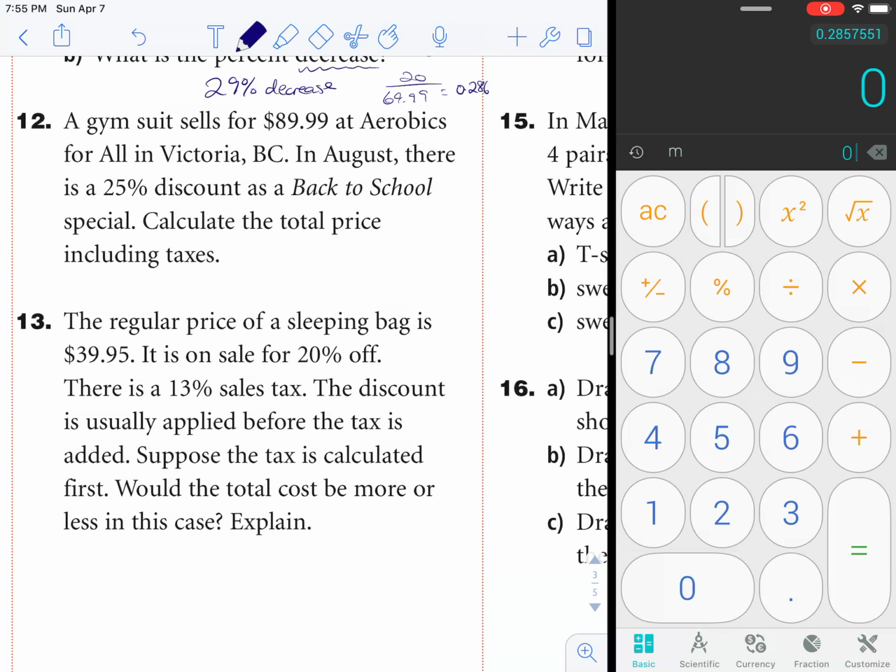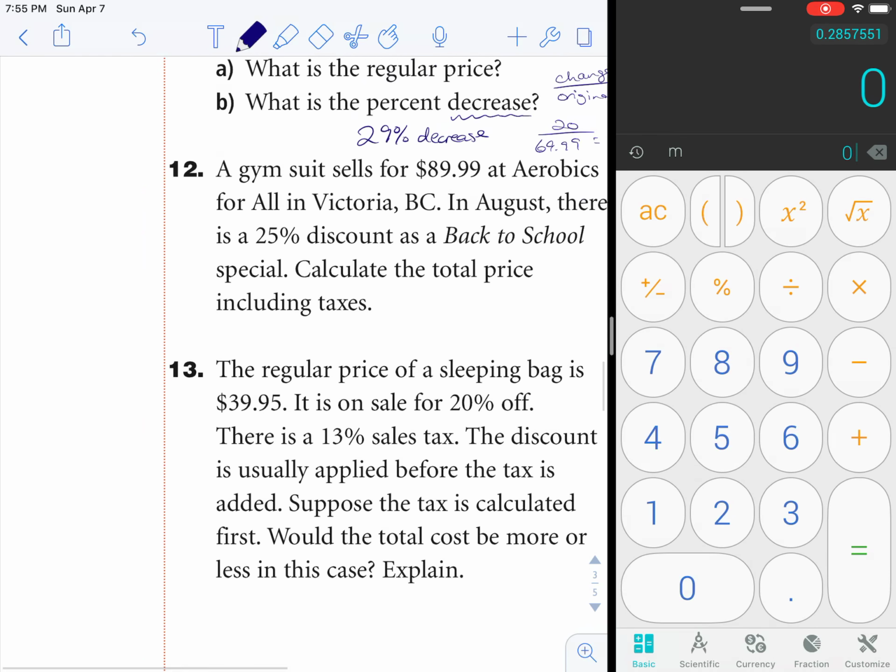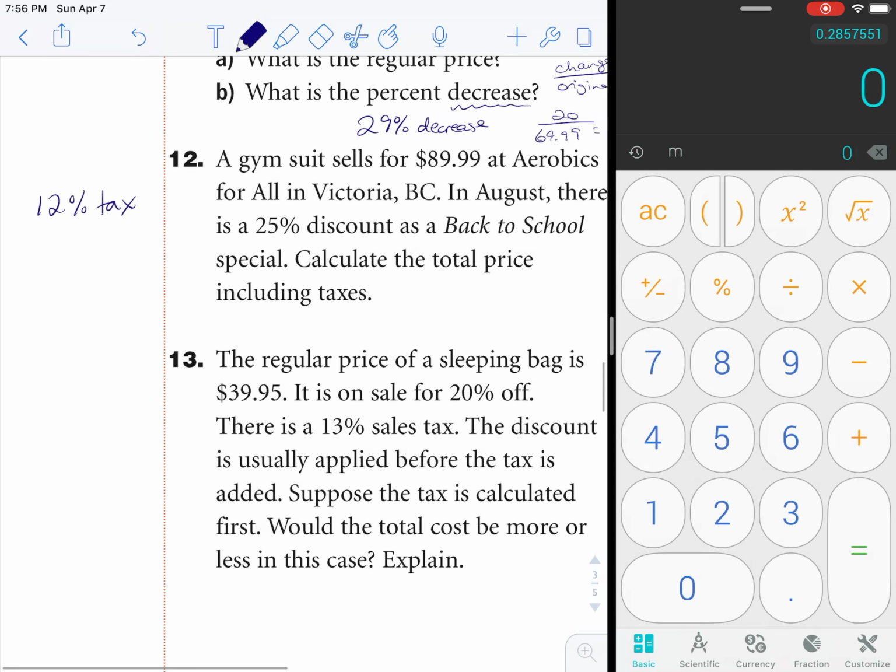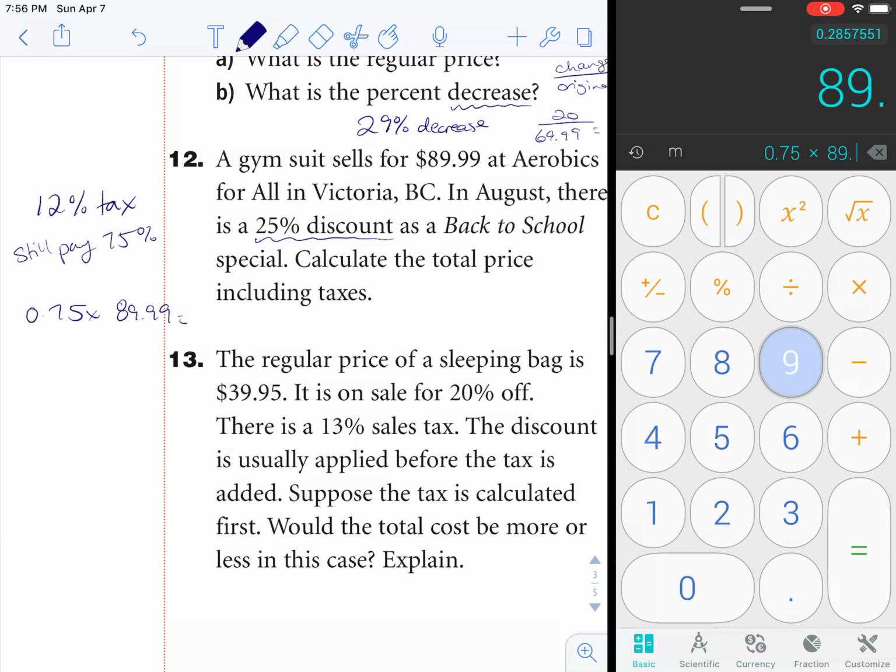Number 12, 89.99. There's a 25% discount. Okay, so one thing to know in BC is 12% tax. So we'll have to use that info in a second here. So 25% discount. Well, if there's a 25% discount, you still pay 75%. So what we can do is we can go 0.75 times the price. And that's 67.49.